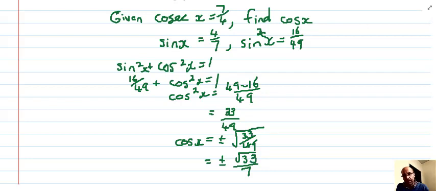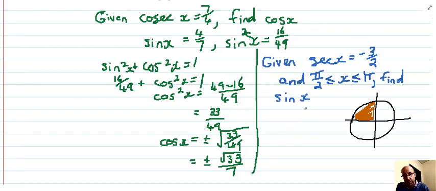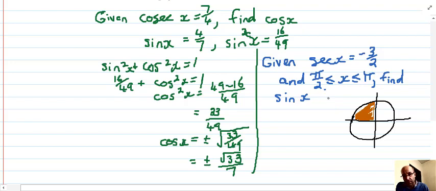There we go. Last example, we've got given that sec x is negative 3 over 2 and we have a restricted domain. So we're only talking between, inclusive, pi on 2 and pi, so you can see that shaded in the unit circle there in brown. We have to find sine x. Okay, so we start similarly. sec x is negative 3 on 2, so that means that we can use the reciprocal of that. So cos x is the reciprocal of 3 on 2, negative. So it's negative 2/3.